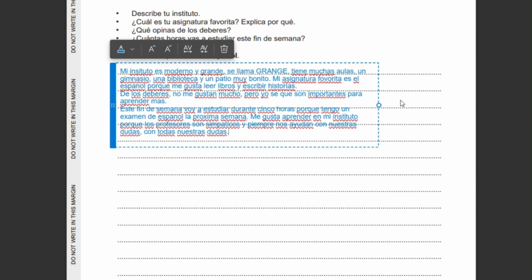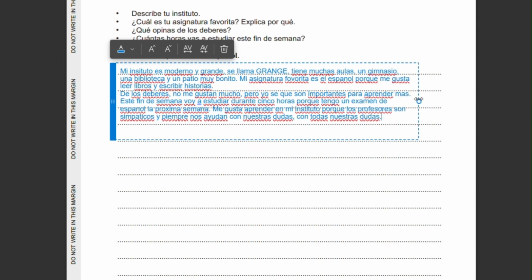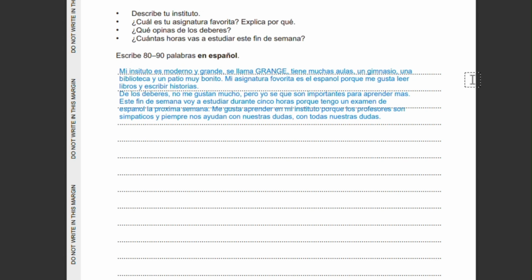So this is a very good model answer for this question. I would be leaving the words for you in the comment section. You can easily just copy it out from there if you want to, right? But I'm just going to break it down for you in English. It says, my city is very modern and big. It's named Grange. There are a lot of rooms, a gym, a library, and a very, very beautiful field where we play ball. My favorite subject is Spanish because I love to read books and write stories.